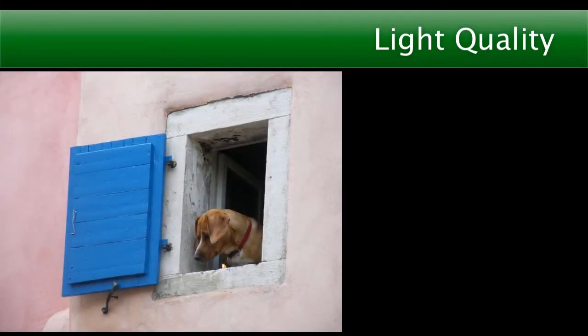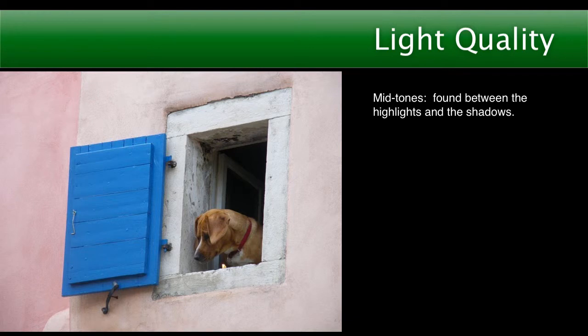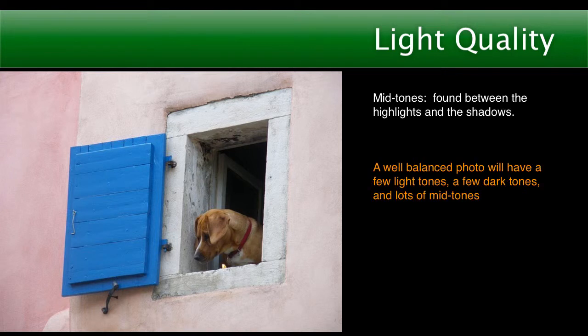Between the highlights and the shadows are what we call the midtones. These tones will vary from very few in a contrasty light to a great many in soft light. A well-balanced photo, light-wise at least, will have a few light tones, a few dark tones, and lots of midtones. Other times, however, your subject may be made up mostly of light tones or colors with few middle or dark tones. And some subjects may be mostly darker tones with very few light areas.